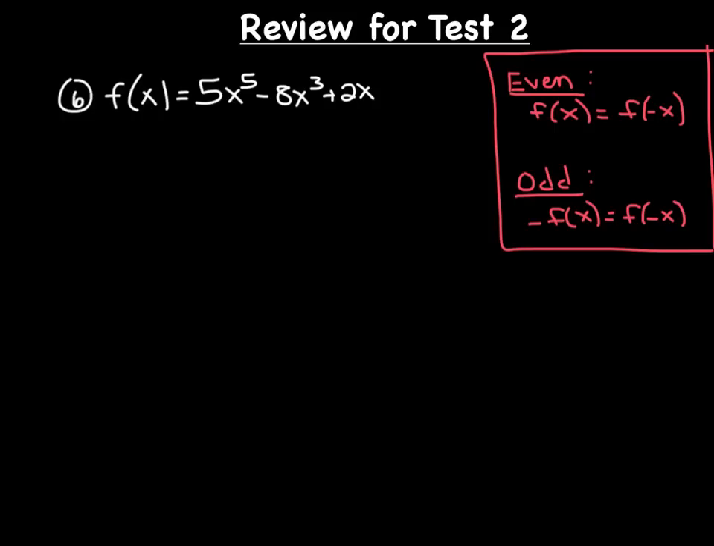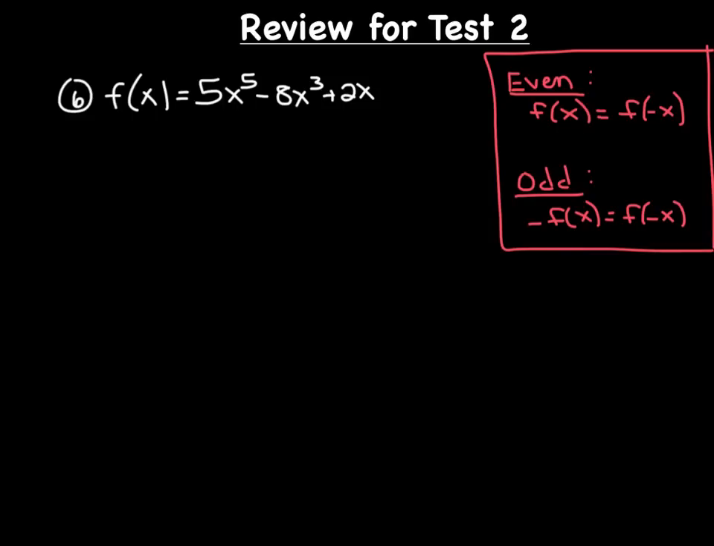Okay, so number 6 wants to know whether this function is odd, even, or neither. The first thing I always do is, once they give us f of x, I find out what f of negative x is equal to, because whether you're working with even or odd, you need to check f of negative x. And right away, if it's equal to the original function, you know it's even, and you can stop. So let's start with that.